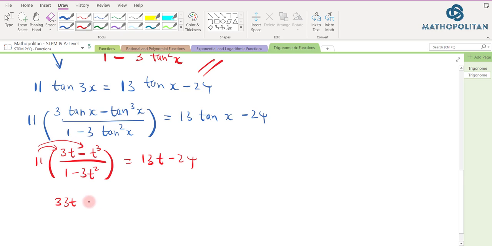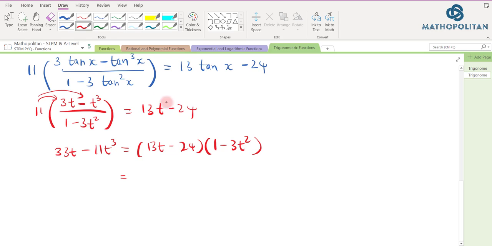11 times t cubed will be 11t cubed, equals to bracket 13t minus 24 times 1 minus 3t squared. Alright, so now I will expand the bracket. So 13t times 1 is 13t. Okay, 13t times 3t squared is minus 39t cubed. Okay, then 24 times 1 is 24. Then negative 24 times negative 3t squared is positive 72t squared.